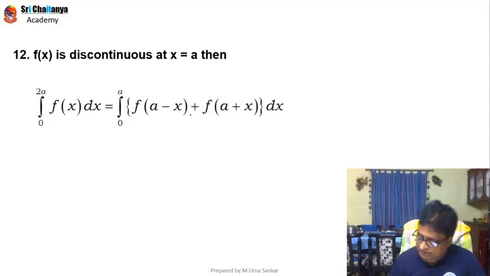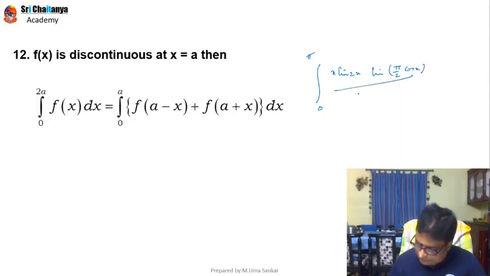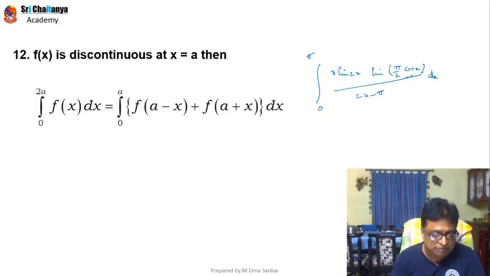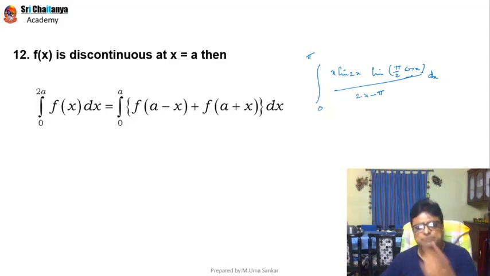That is the problem I am giving here: integration 0 to pi x sine 2x sine of pi by 2 cos x by 2x minus pi dx. This was the problem asked in the advanced examination once upon a time, and we can solve this problem very easily if you know this property. Without this property also we can solve it, but with it you can solve it very easily.